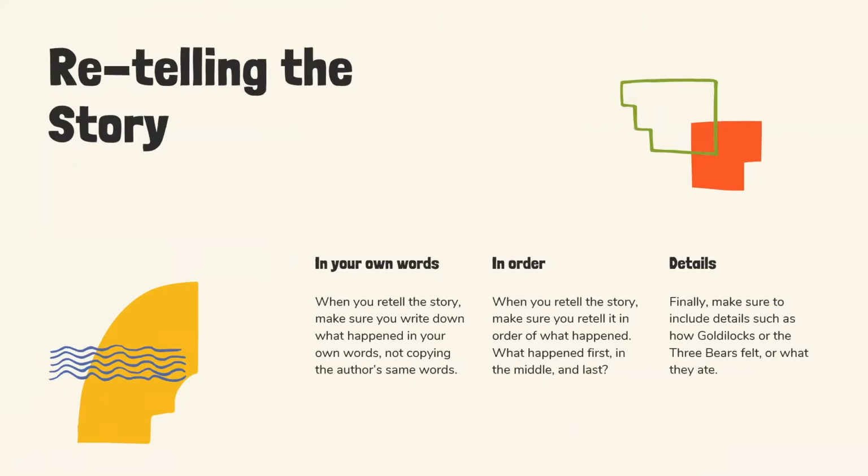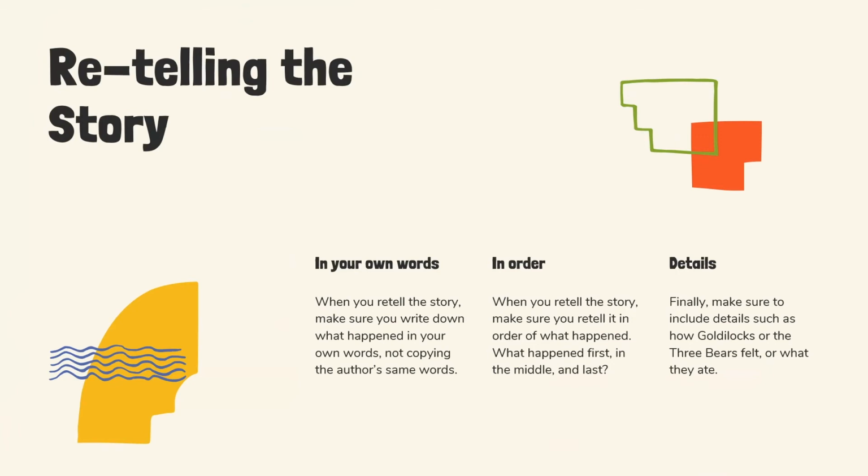Now we're going to be retelling the story. Some tips to remember while retelling your story is to write it in your own words. When you retell the story, make sure you write down what happened in your own words and make sure you're not copying the author's same words. Second is when you retell the story, make sure you retell it in order of what happened. What happened first, in the middle, and last. Finally, make sure to include details such as how Goldilocks or the 3 Bears felt or what they ate.